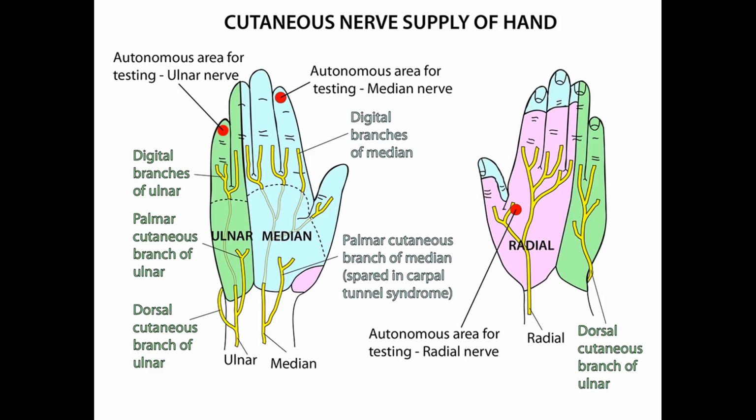And the autonomous areas for testing of the ulnar nerve are over the pulp of the little finger, for the median nerve over the pulp of the index finger, and for the radial nerve over the first dorsal interosseous muscle on the dorsal side of the hand. And with that description of autonomous areas, we'll finish this session.